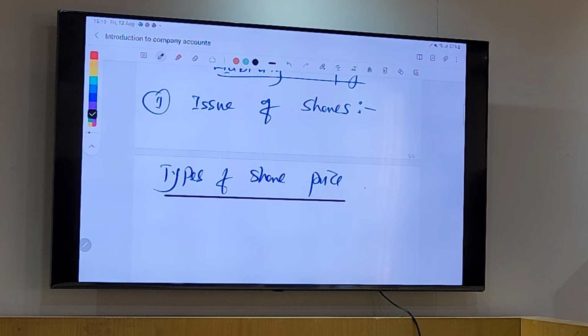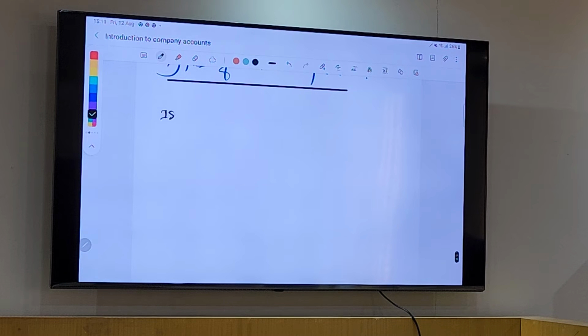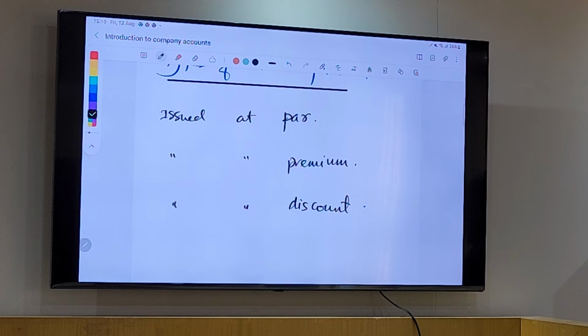Types of share price. Actually forgot that. There are 3 different types of share price. One is issued at par. Issued at premium. Issued at discount. There are 3 ways in which you can issue shares and then you can price the shares in this way.